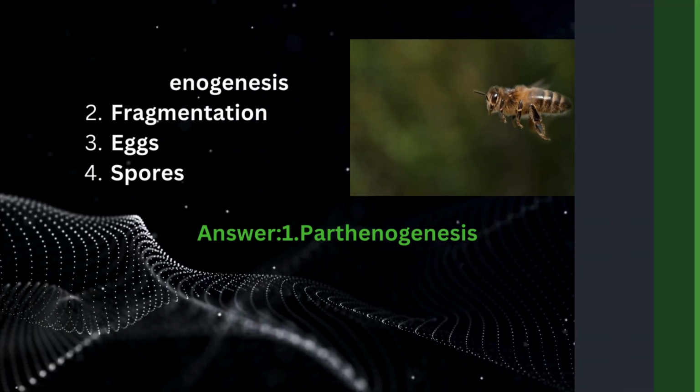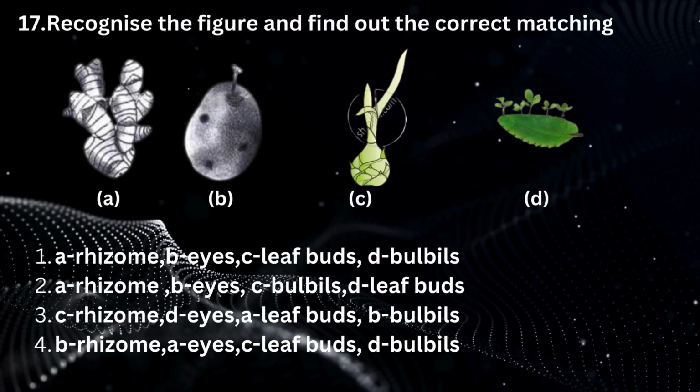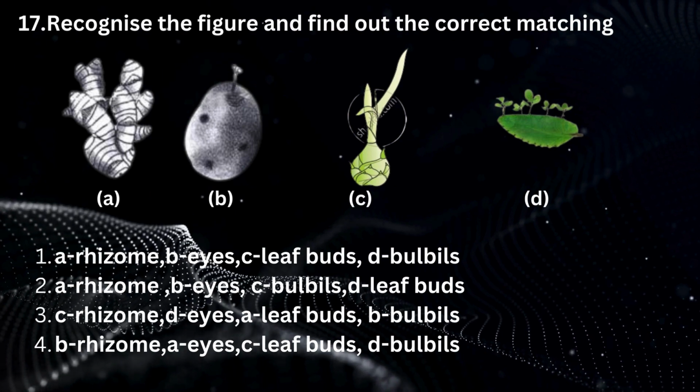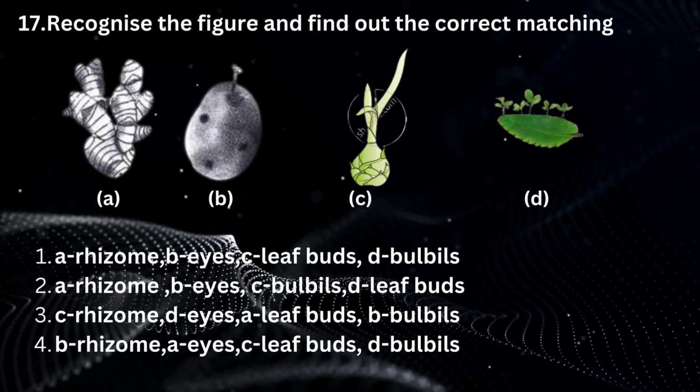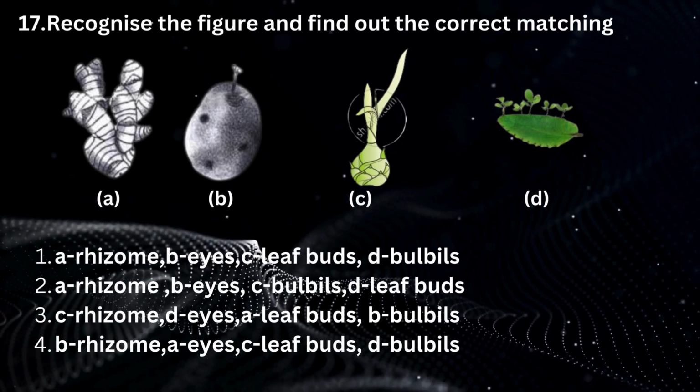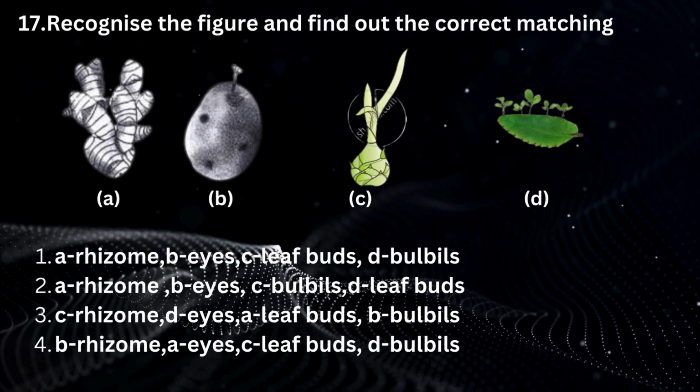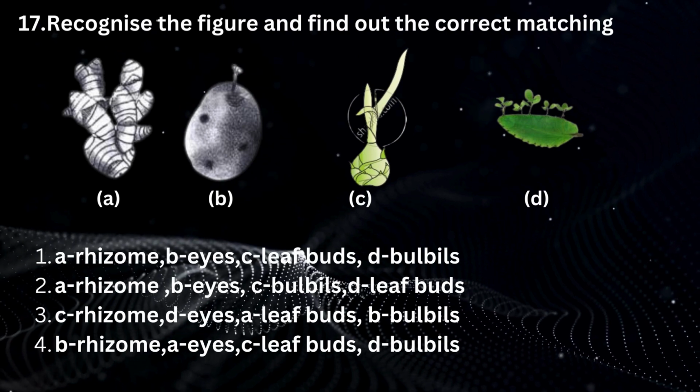Parthenogenesis. Question number 17, recognize the figure and find out the correct matching. 1. A rhizome, B eyes, C leaf buds, D bulbils. 2. A rhizome, B eyes, C bulbils, D leaf buds.